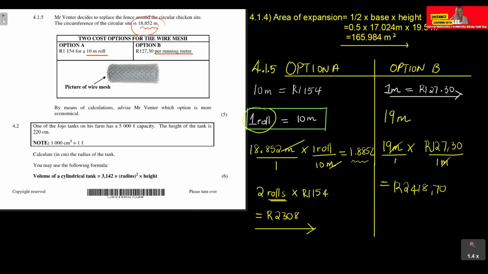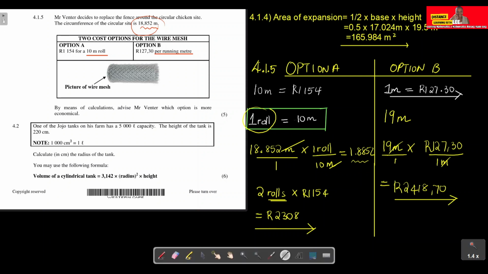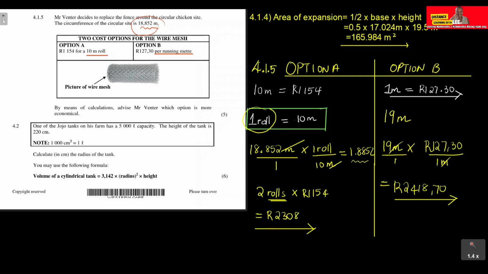So we see that for option B, that is how much Mr. Finter will pay. For option A, that is how much he is going to pay. The question is asking us which option is more economical. So we can see that option A is more economical because he pays less. And we are basically done.